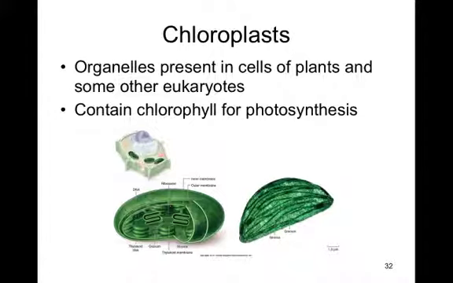Chloroplasts are another double membrane-bound organelle. They're found in plants and some other eukaryotes. They contain chlorophyll and are the site of photosynthesis. That is, they're responsible for capturing energy from the sun and turning it into fuel.